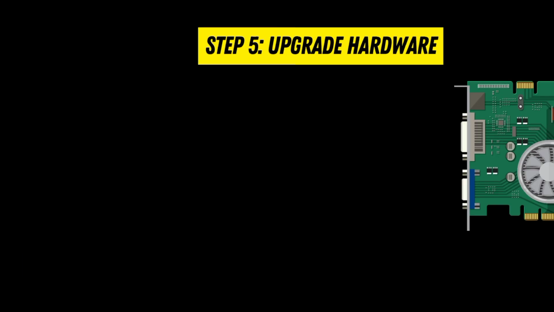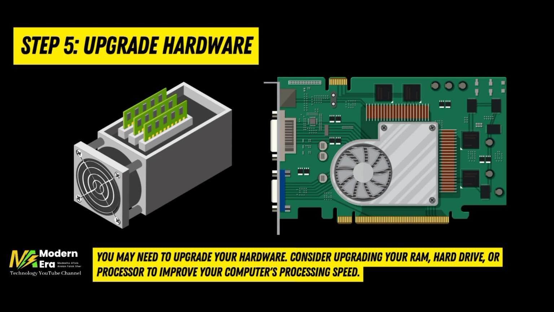Step number 5. Upgrade hardware. If your computer is still running slow after trying these steps, you may need to upgrade your hardware. Consider upgrading your RAM, hard drive, or processor to improve your computer processing speed.